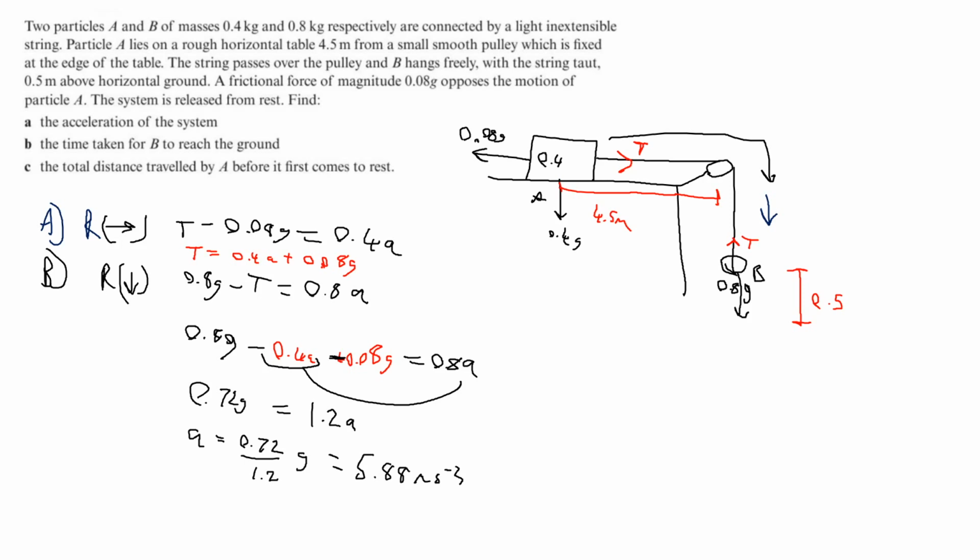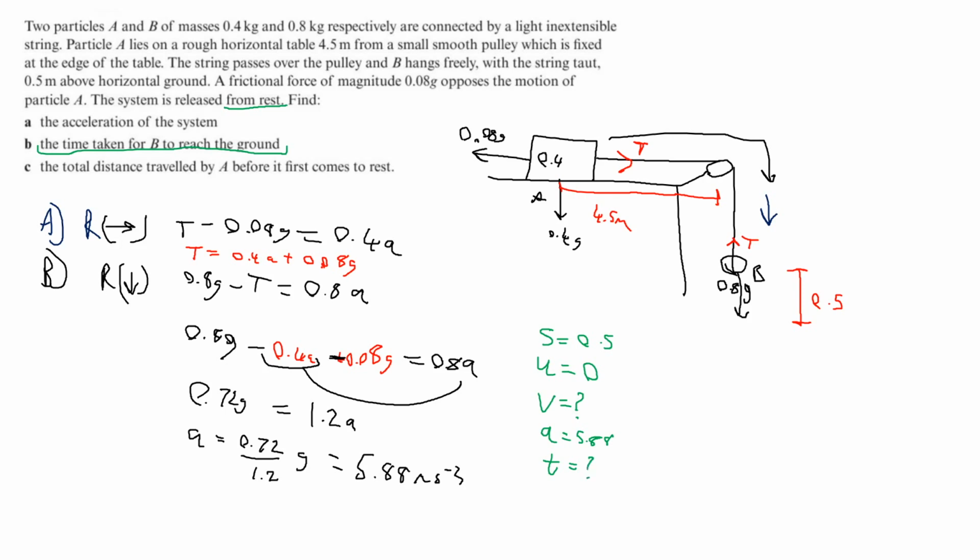Okay? Now, here we're trying to look for the time taken for B to touch the ground. We know that s is 0.5. We know that it's from rest. The system is released from rest, so u is 0. We don't know what v is. We know that a is 5.88. And we know that t is what we're trying to work out.